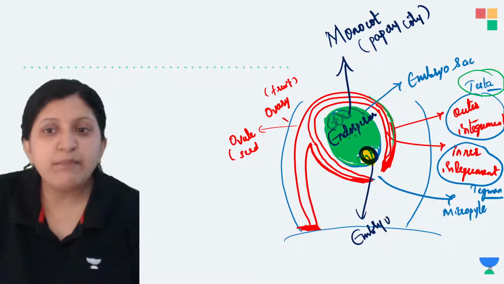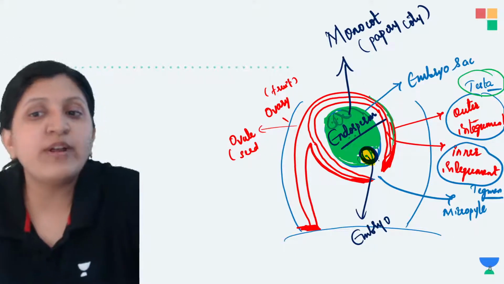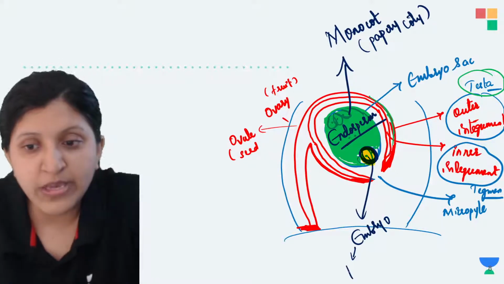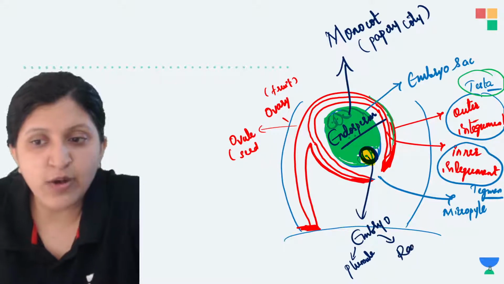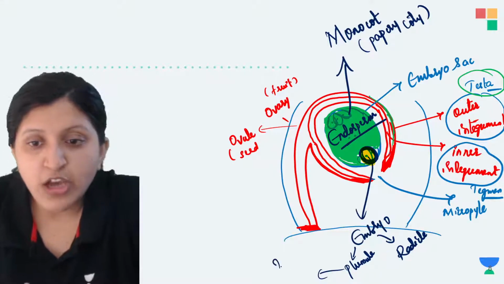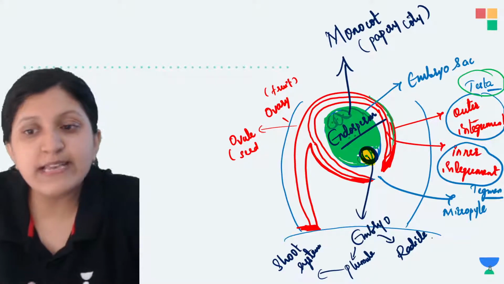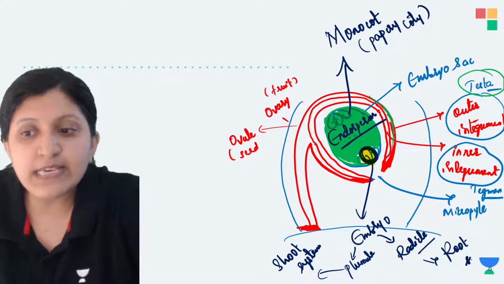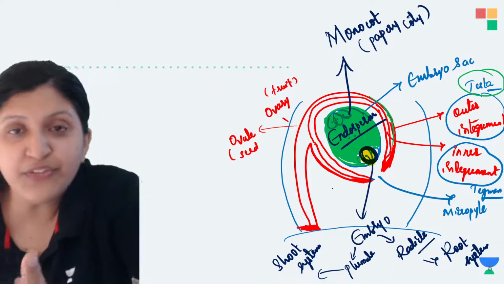So that means you can mainly see the endosperm as the nutritive supply for the development of the embryo, where the embryo is later going to give rise to a plumule and then a radicle. The plumule is going to form a shoot system, and the radicle is going to form a root system. So you can see different changes that are going to occur in a seed structure after the fertilization.